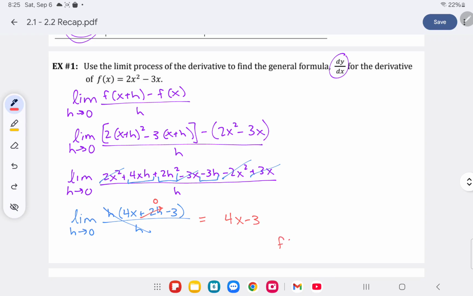That means my original function was 2x squared minus 3x. My derivative function is 4x minus 3. We will learn a shortcut on how to do this later, but it is important to know where it comes from. So this is our definition of derivative. It's what we're going to be using for a while.